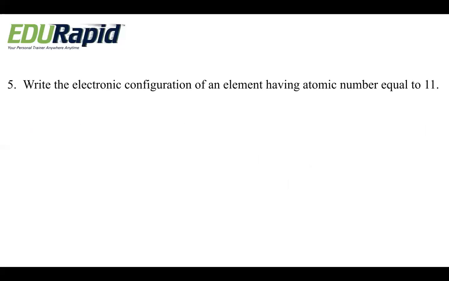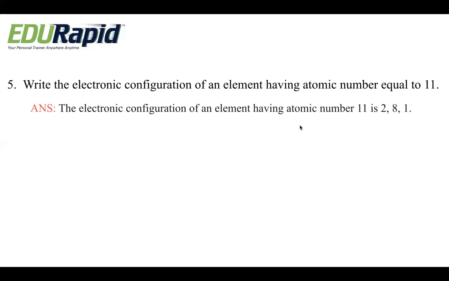Fifth one, write the electronic configuration of an element having an atomic number equal to 11. So I told you how to fill the shells. So if you write in the form of KLMN shells also, it's fine. So what is the electronic configuration of an element having an atomic number 11? So here the atomic number 11 is sodium.